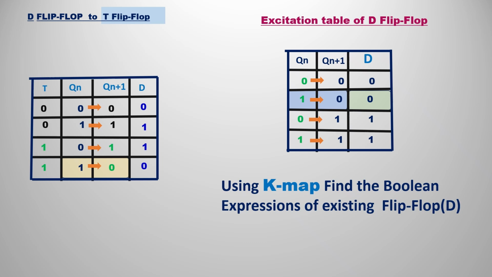The last case is from 1 to 0, corresponding D is 0. If you also observe in the excitation table of the D flip flop, that is the same. Qn is changing to Qn plus 1 as 1 to 0, so the corresponding D is 0. Using a K map, again we are going to find the expression of D, and for that D we are going to draw the circuit diagram.